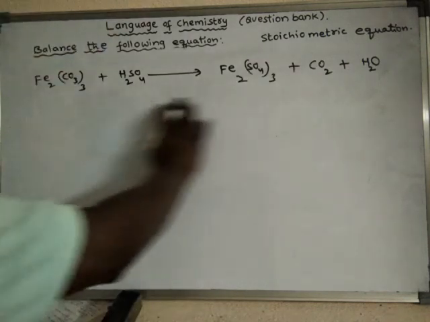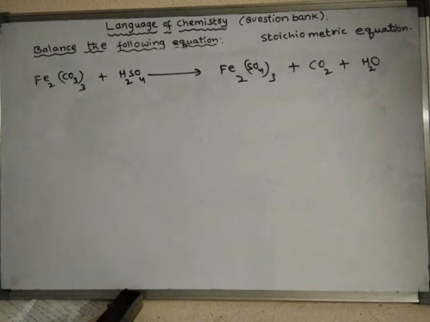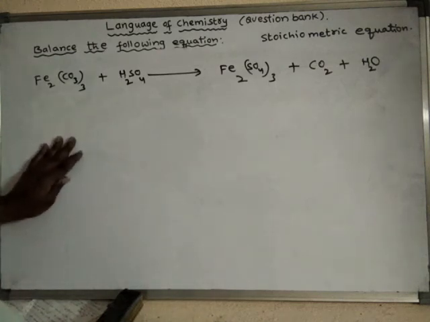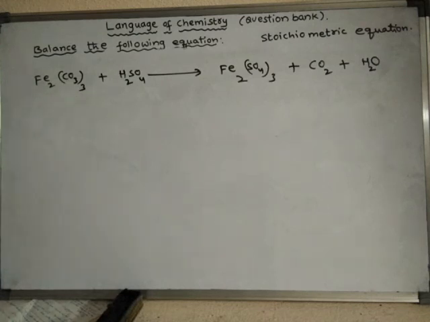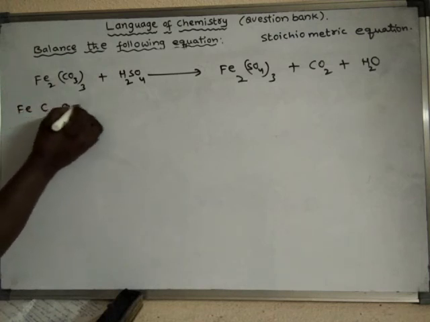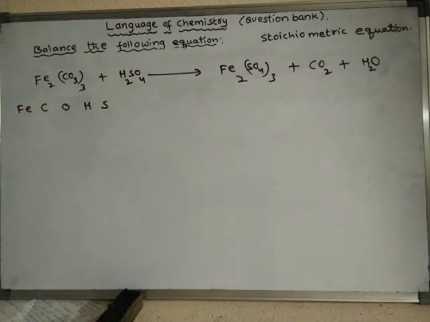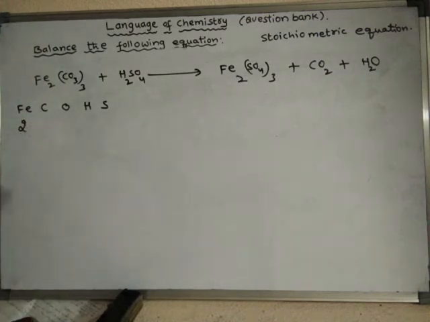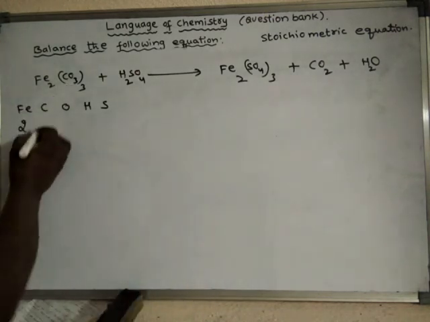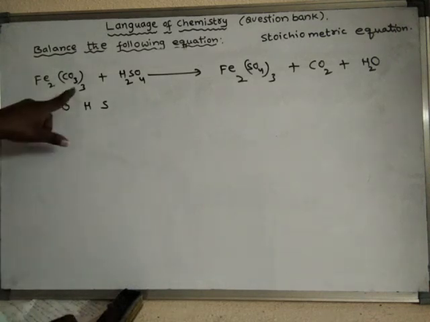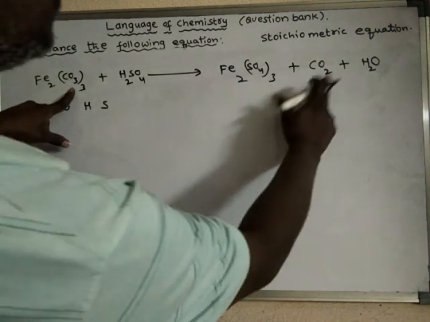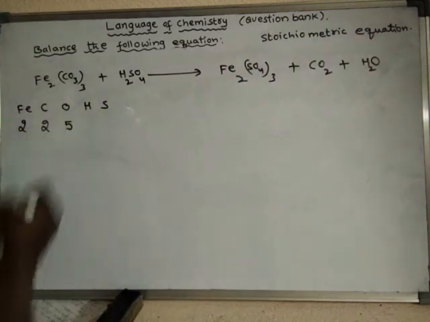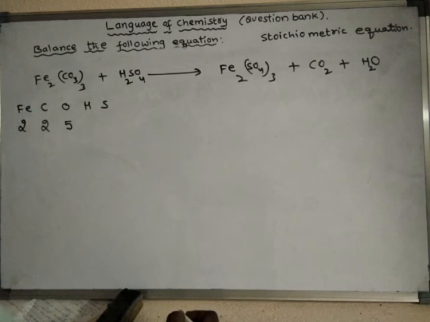Okay. So now this is not a balanced chemical equation. So we have to convert it to a balanced chemical equation using the frequency number method. So first identify the elements. What are the elements? Iron, carbon, oxygen, hydrogen, sulfur. After identifying the elements, write the frequency numbers. So iron is appearing at 2 places. Its frequency number is 2. Carbon is appearing at 2 places. Its frequency number is also 2. Oxygen is appearing at 1, 2, 3, 4, 5 places. Its frequency number is 5 because oxygen is appearing at 5 places.